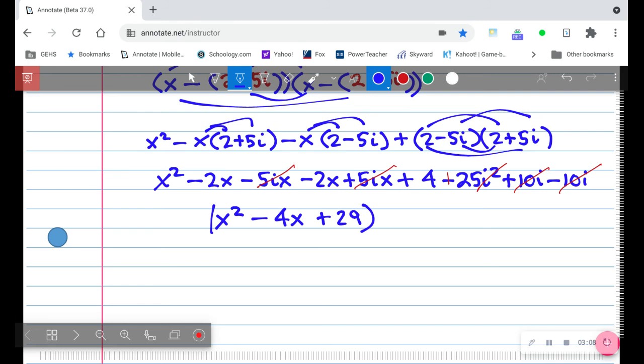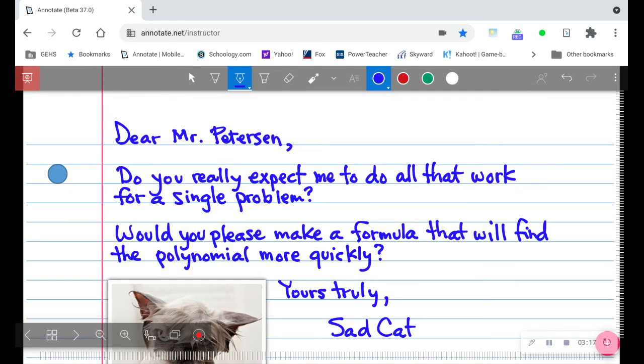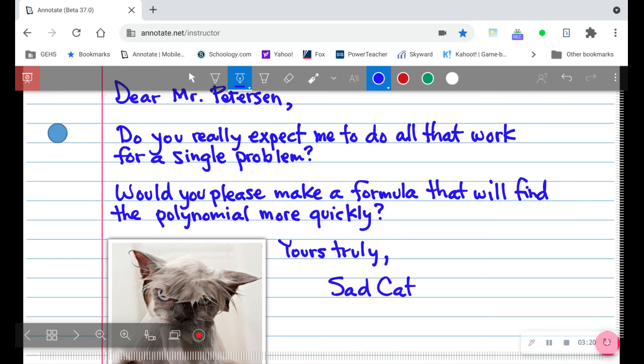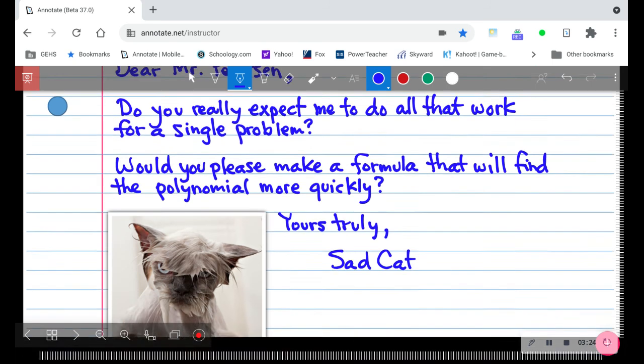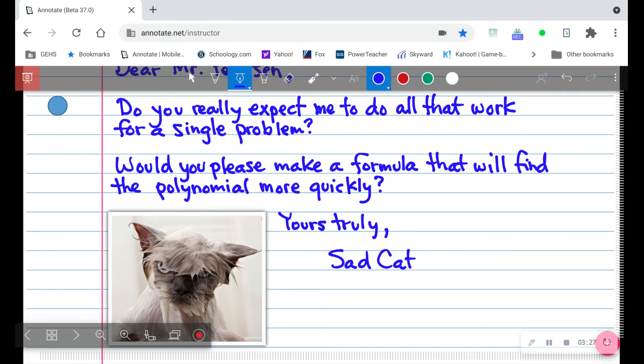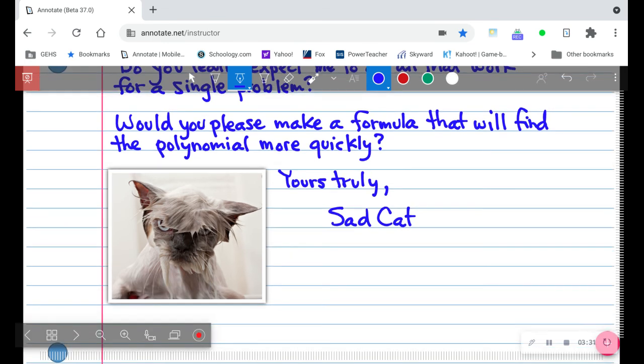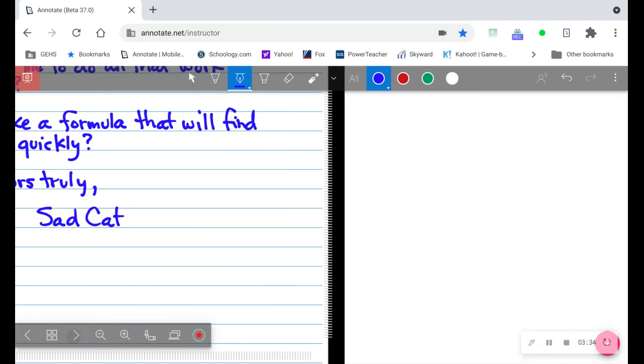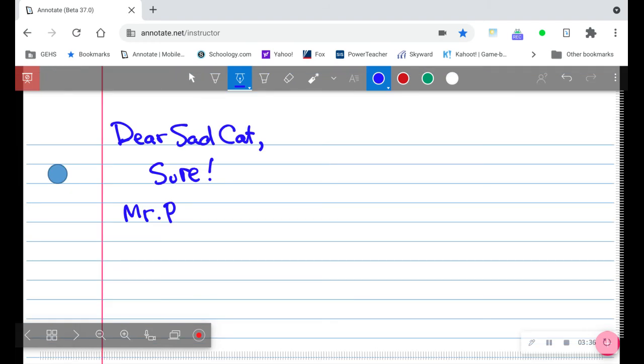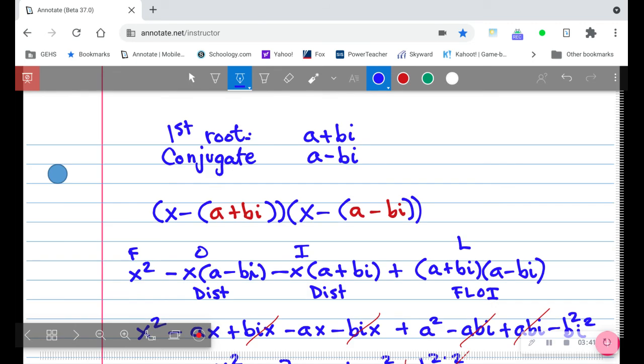Okay, and you could probably guess that this would be problematic. There's not only a lot of work here, but a lot of places you could mess up. So, dear Mr. Peterson, do you really expect me to do all that work for a single problem? Would you please make a formula that will find the polynomial more quickly? Truly yours, Sad Cat. Okay, so here's my reply. Dear Sad Cat, sure, Mr. Peterson. And here's the work.